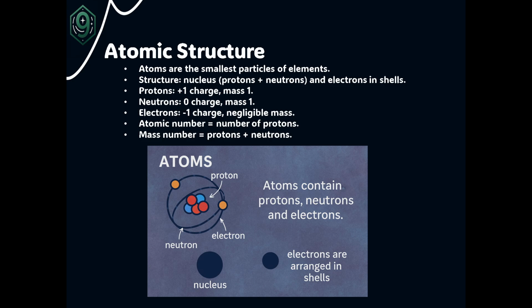And think of protons and neutrons essentially chilling in the nucleus, that's the atom's core, and then the electrons whiz around the outside in shells. And there are two really important numbers we have here, the atomic number and the mass number. So the atomic number is essentially the number of protons, and the mass number is the number of protons and neutrons. So that's going to be key later when we look at the periodic table.